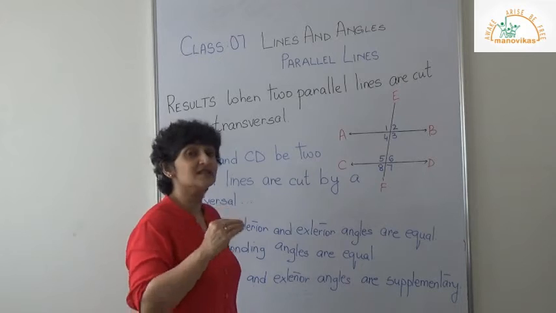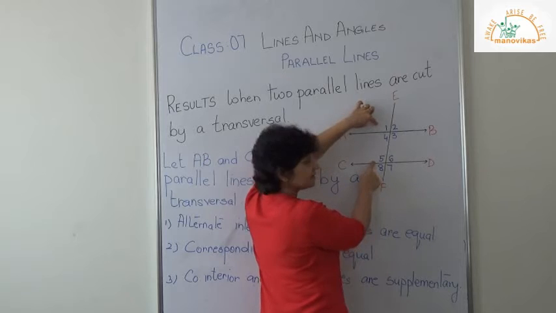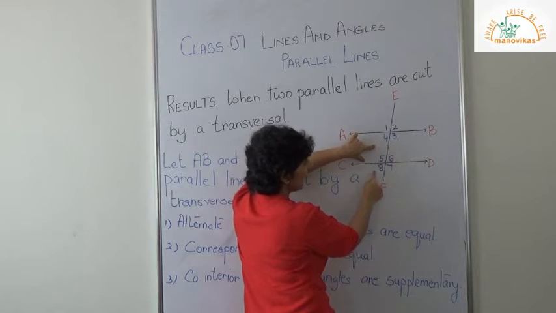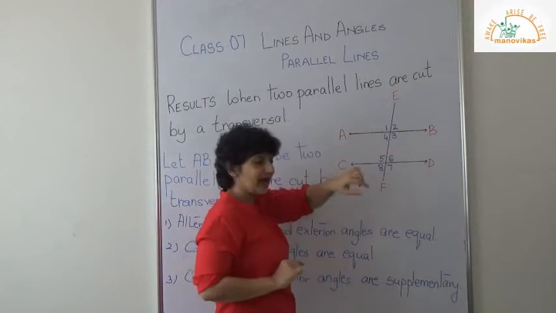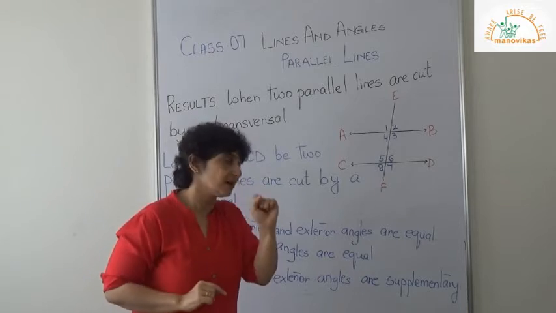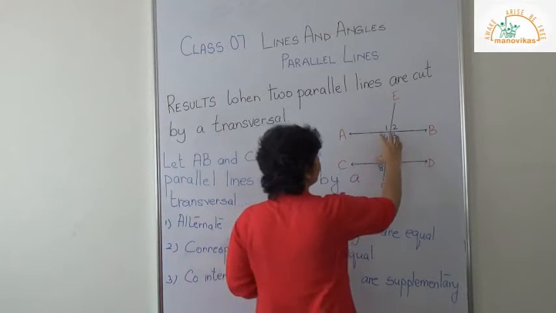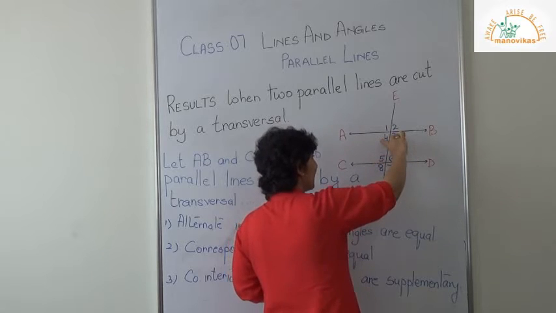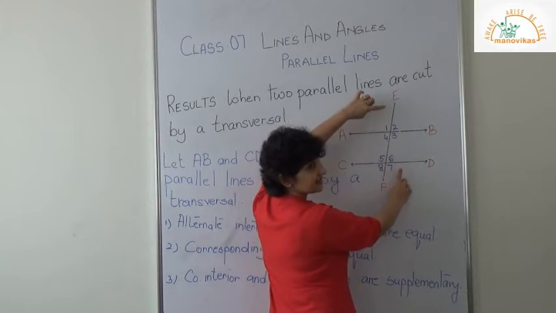Let's move up. Corresponding, you know the shapes. Angle 1 is equal to angle 5. Angle 4 is equal to angle 8. Angle 2 is equal to angle 6. And angle 3 is equal to angle 7. These are your corresponding angles. And then let's move up. Alternate interior. Let's only take these. That means angle 3 is equal to angle 5. And angle 4 is equal to angle 6. Likewise, exterior when we take.